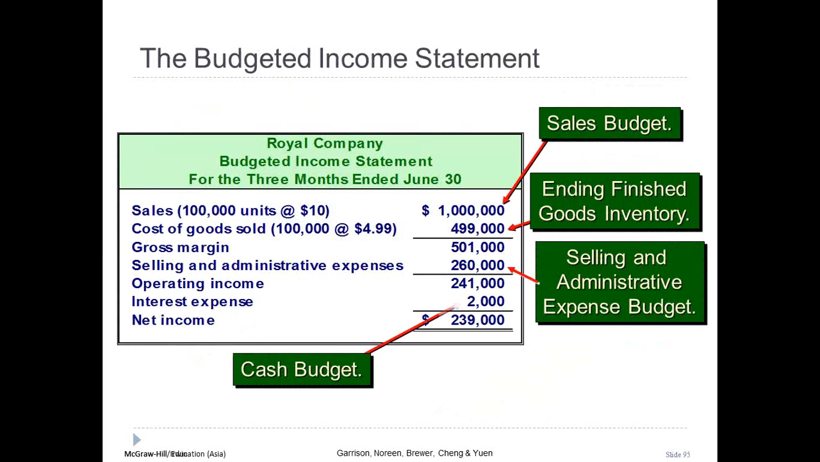The numbers for the budgeted income statement come from the other budgets that have already been prepared. More specifically, the sales revenue comes from the sales budget. The cost of goods sold on a per unit basis comes from the ending finished goods in the inventory budget. The selling and administrative expenses come from the S&A budget. The interest expense comes from the cash budget. Royal calculates budgeted net income for the quarter at $239,000. With the income statement complete, we can now move on to the budgeted balance sheet.